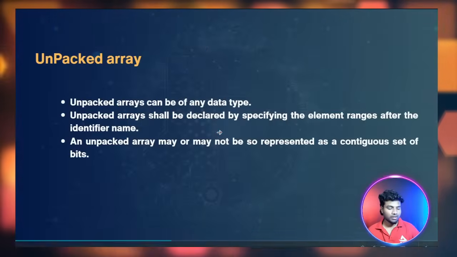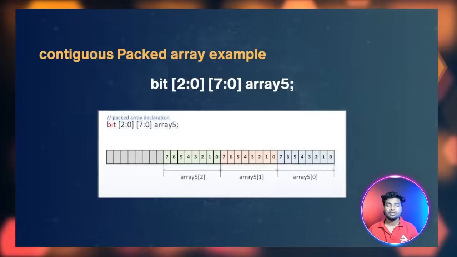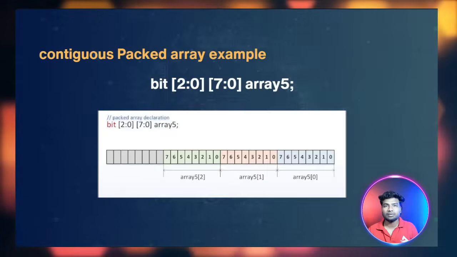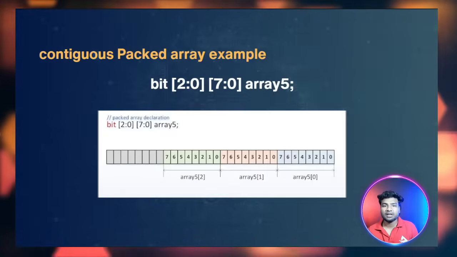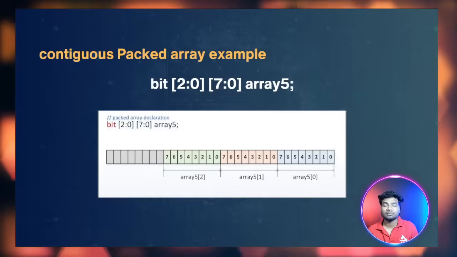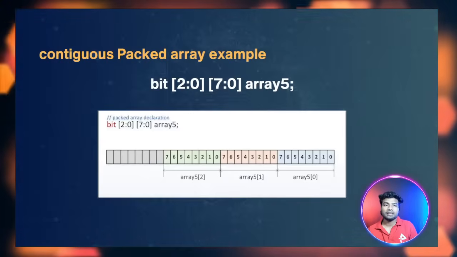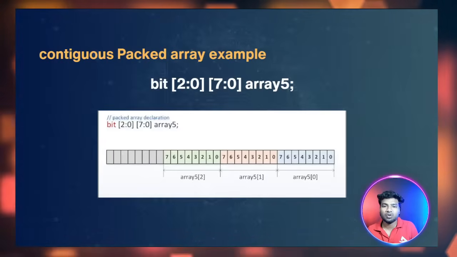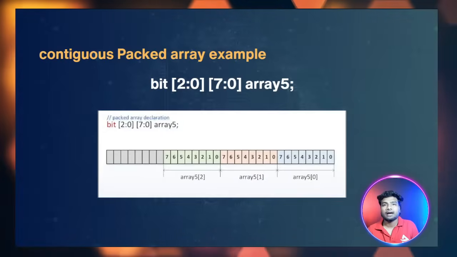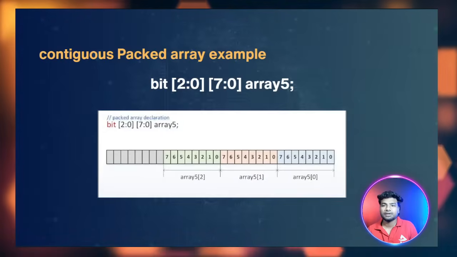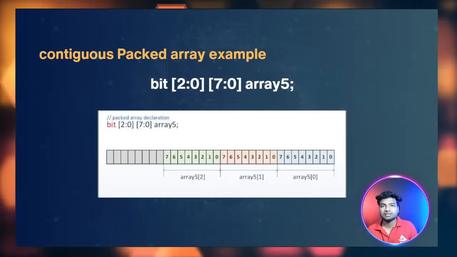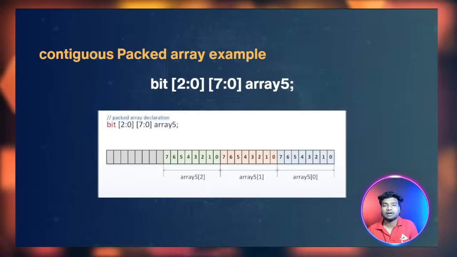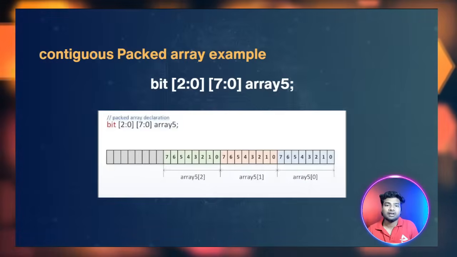I think till now you are getting packed array and unpacked array. The main thing is that a packed array uses only single bit data types, and it is contiguous in nature. Contiguous means it creates the memory location right next to the previous one. An unpacked array may be non-contiguous or contiguous, and you can use any data type for creating an unpacked array.